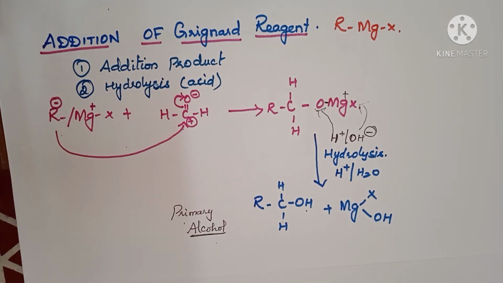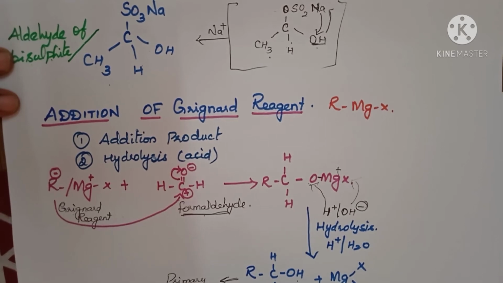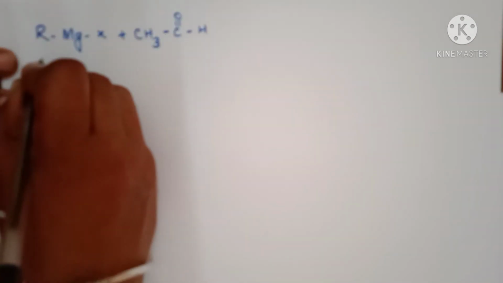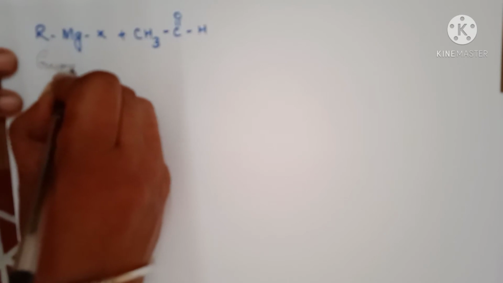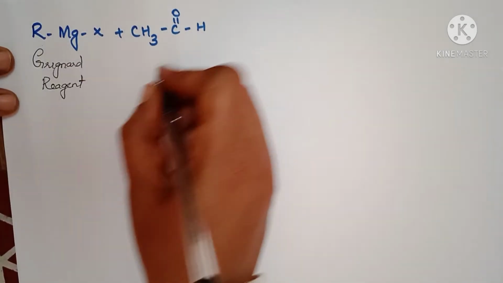Now we are going to check the product from the ketone and other carbonyls with the Grignard reagent. Here the Grignard reagent reacted with formaldehyde, and the final product is a primary alcohol. The second one is the Grignard reagent reacted with acetaldehyde. Let's check that.